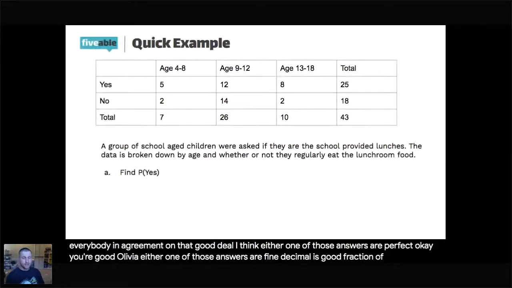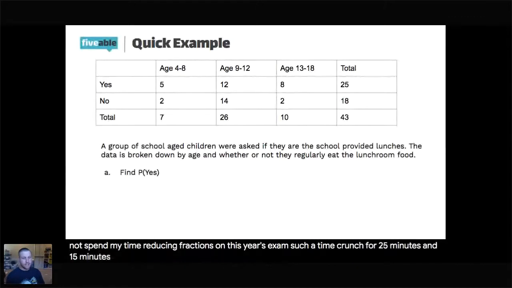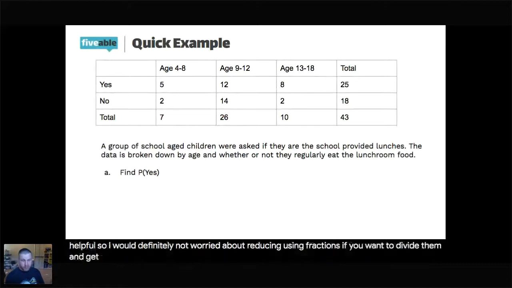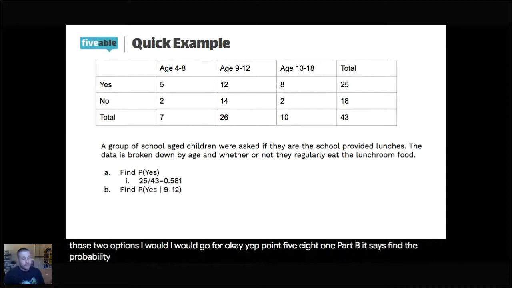I would not spend my time reducing fractions on this year's exam. Such a time crunch with 25 minutes and 15 minutes, and they've said that you don't have to have a calculator, although it could be helpful. So I would definitely not worry about reducing fractions. If you want to divide them and get the 0.58, that's fine. If you want to leave it as 25 out of 43, that's fine too. Either one of those two options I would go for. Okay, so yeah, 0.581.